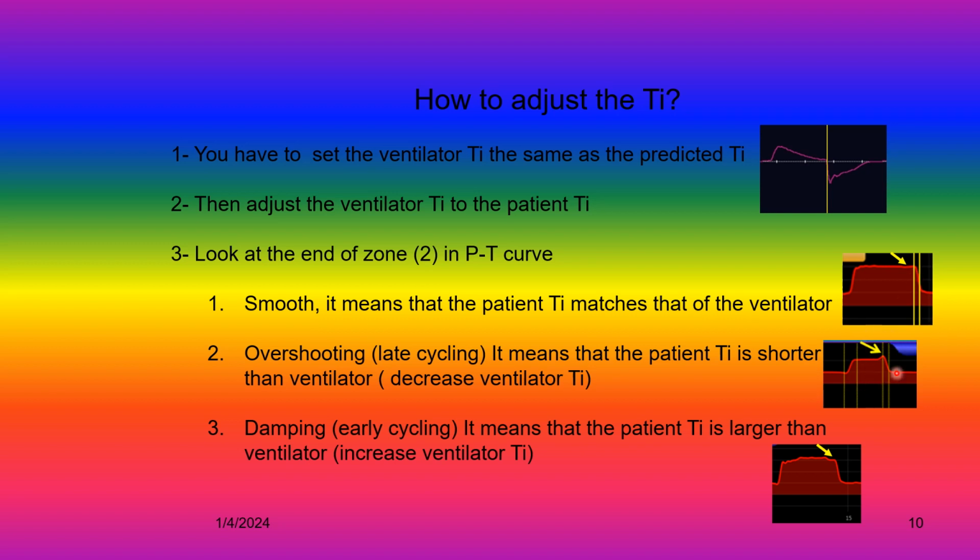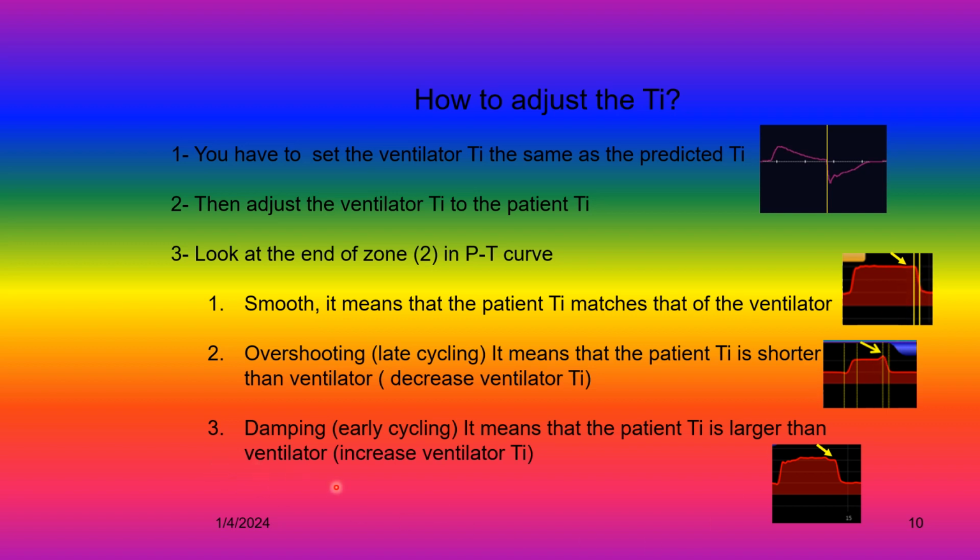But if it is overshooting like that, this is overshooting. This means what we call late cycling. It means that the patient inspiratory time is shorter than the ventilator. It means that the patient ended and still the ventilator is pushing, or is delivering air to the patient. That's why it is overshooting. So how to solve it? Just decrease the ventilator inspiratory time in order to get this shape.